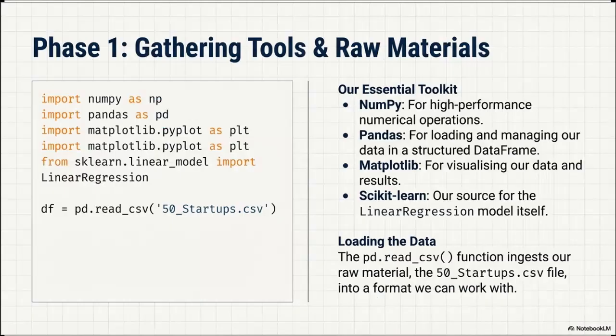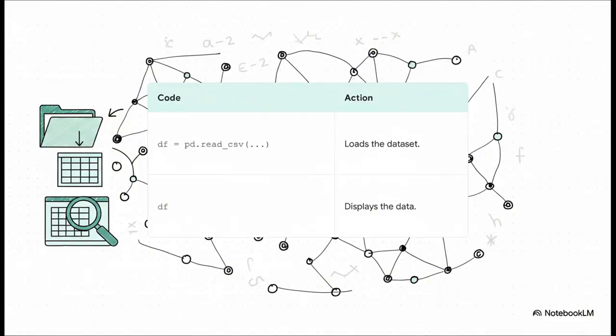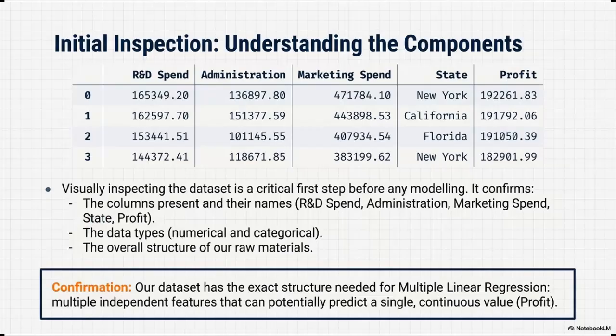This pd.read_csv command loads our data into what's called a pandas data frame. Just think of it like a super-powered spreadsheet. Then we just display it. Why? Well, it's a quick sanity check. We want to make sure everything loaded correctly and all our columns are there before we go any further.